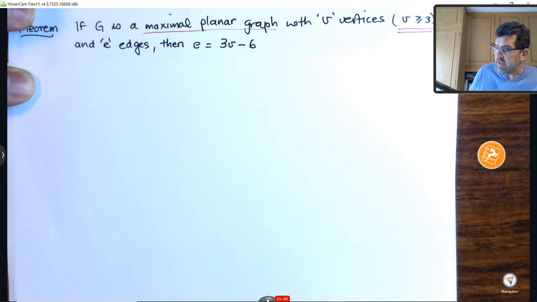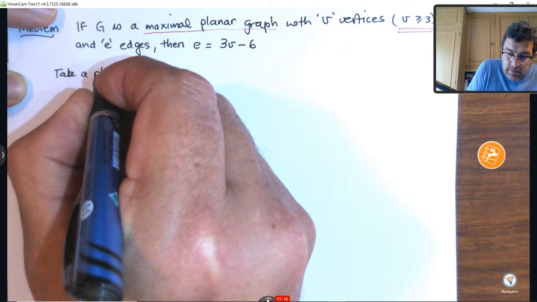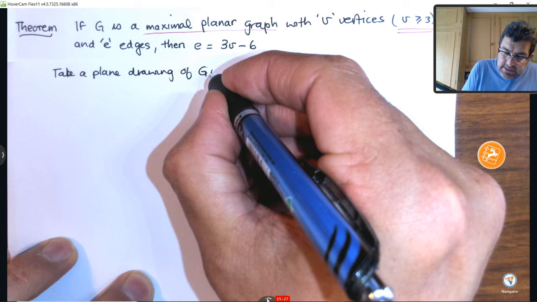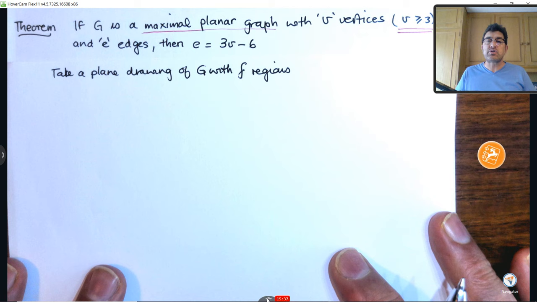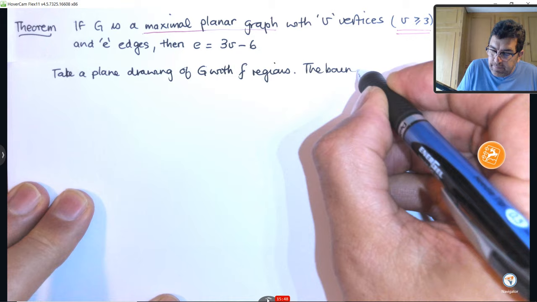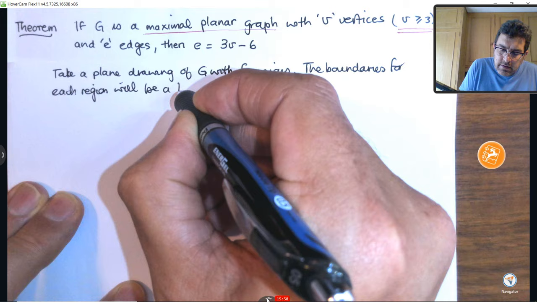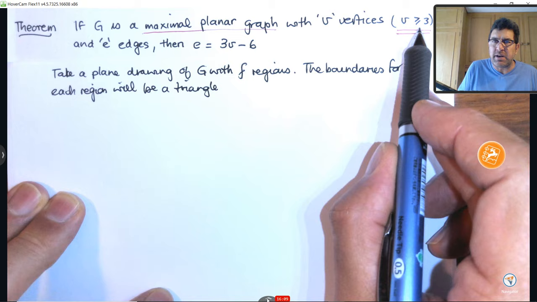Well, the first thing we're going to say is we have to take a plane drawing of G, the graph G, with F regions. Okay, that's what we are going to consider. The boundary for each one of these regions will be a triangle. Now, what does that mean? It means the vertex set, for something to be a triangle, the vertex set must either be 3 or be more than 3. So that explains what we've got as a condition over here.